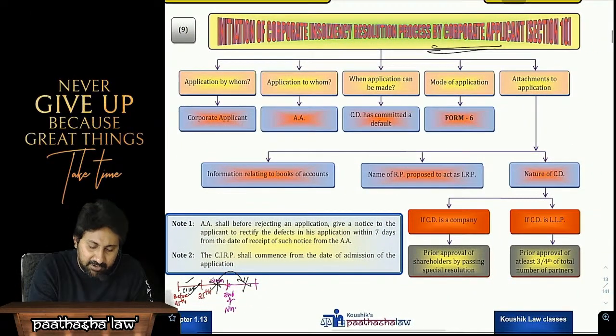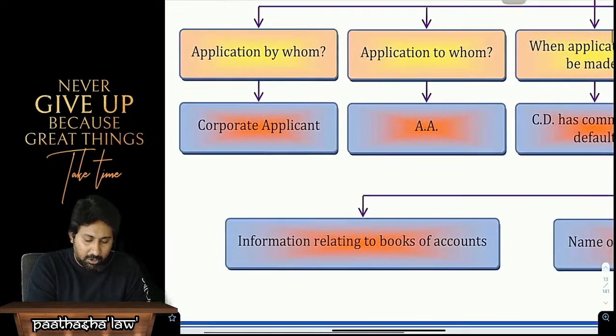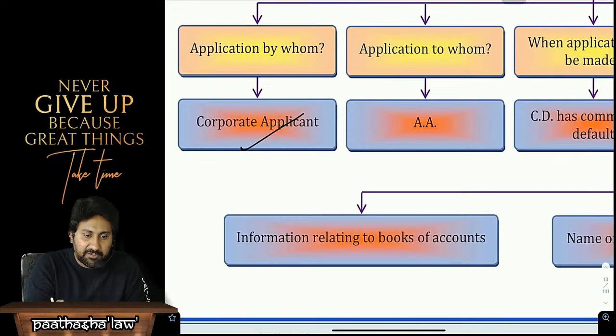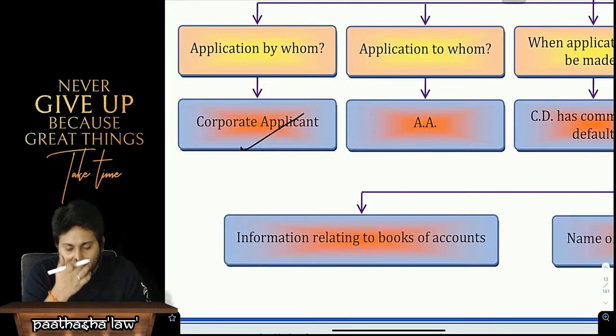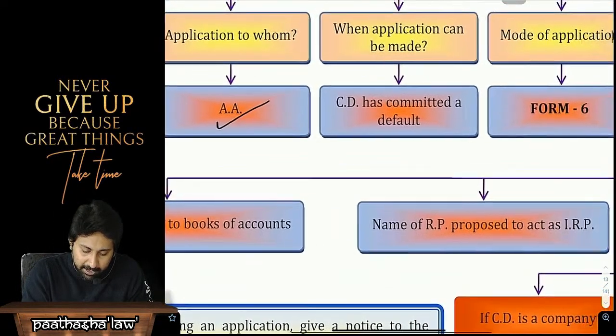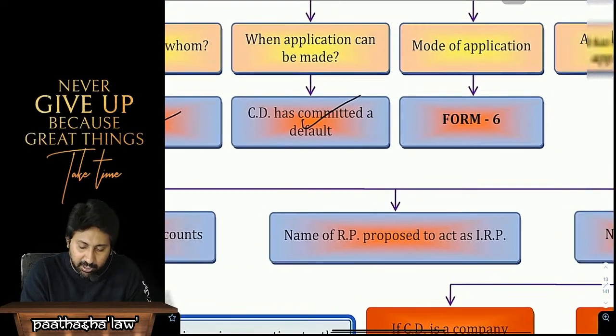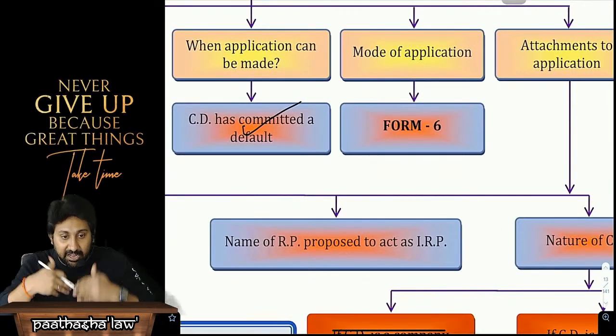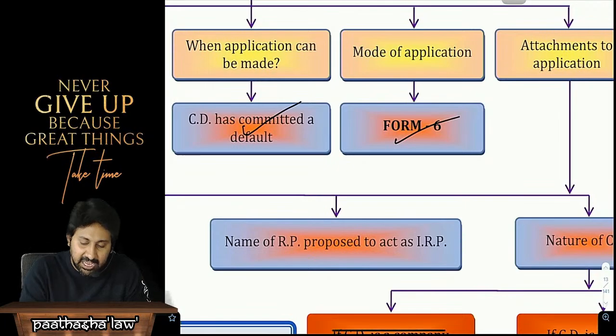The corporate debtor himself wants to apply through a corporate applicant. Corporate debtor is an artificial person, therefore some natural person will apply. He is called the corporate applicant. The corporate applicant will apply to the AA when the CD has committed a default. He will know his default better, therefore in Form 6 it will apply directly.